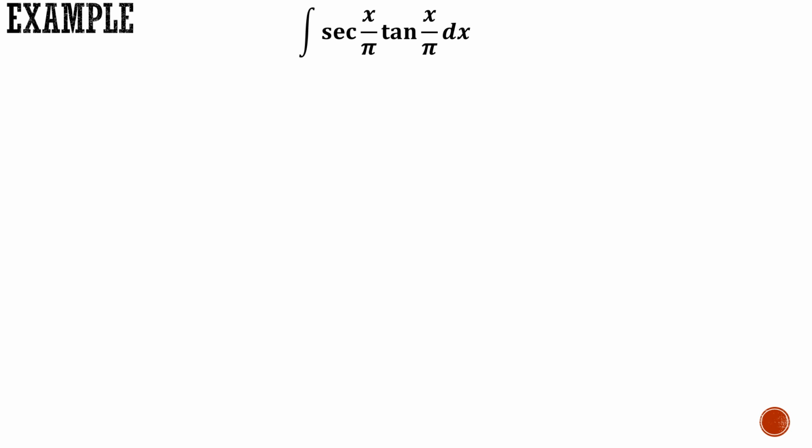All right, for this example, we have the integral of secant of x over pi, tangent of x over pi dx. Again, I'm looking for my inside function to figure out what my u is. And I know that my inside function is just this x over pi. And so I have u equals x over pi, which means that du is 1 over pi dx. But again, I don't have an additional 1 over pi to use in my problem. So I'm going to multiply both sides by pi to get dx by itself. So I have pi du equals dx.